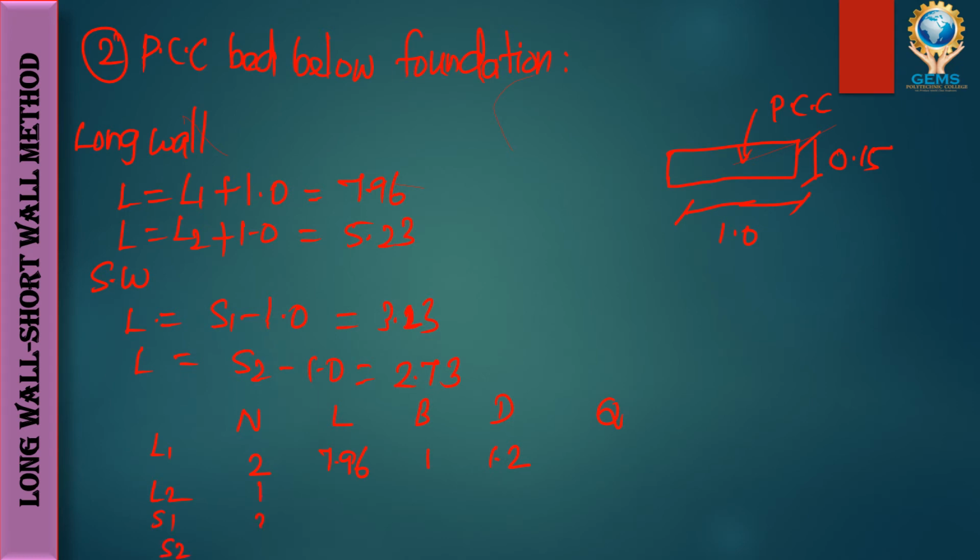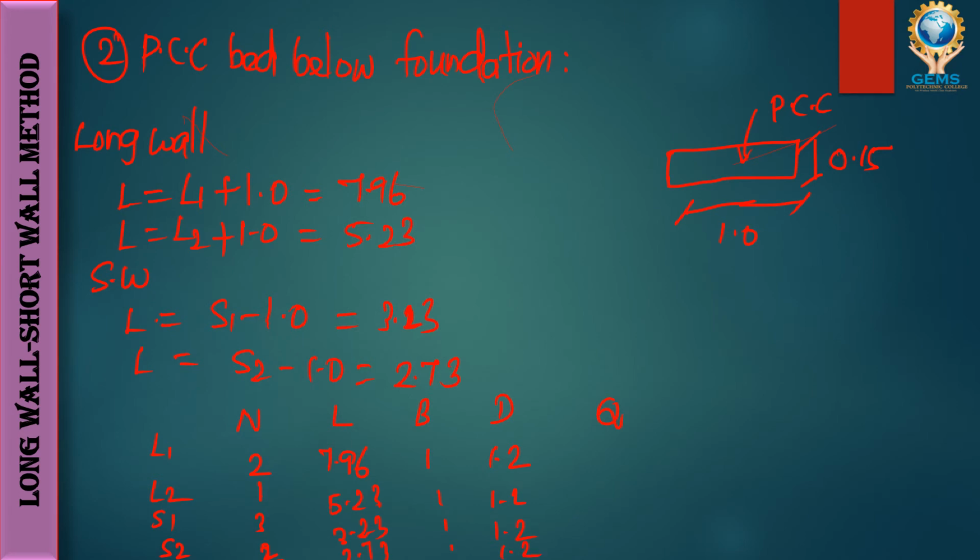So 1, 3, 2. So then the length we have found is 5.23, 3.23, then 2.73. Okay, then the breadth is the same, then the depth is the same, because we are finding for PCC only.